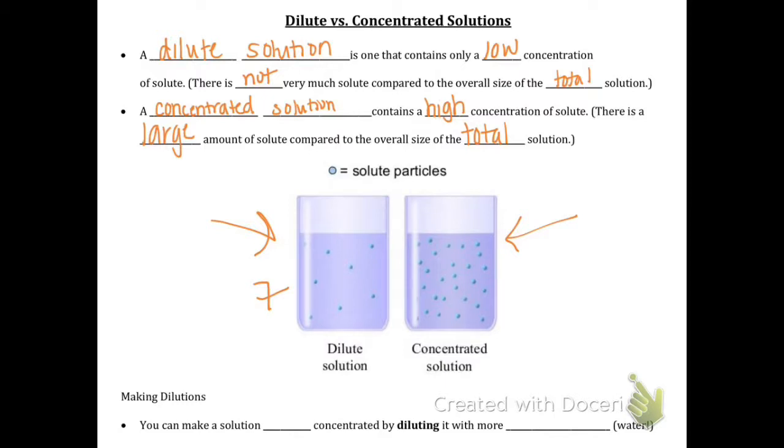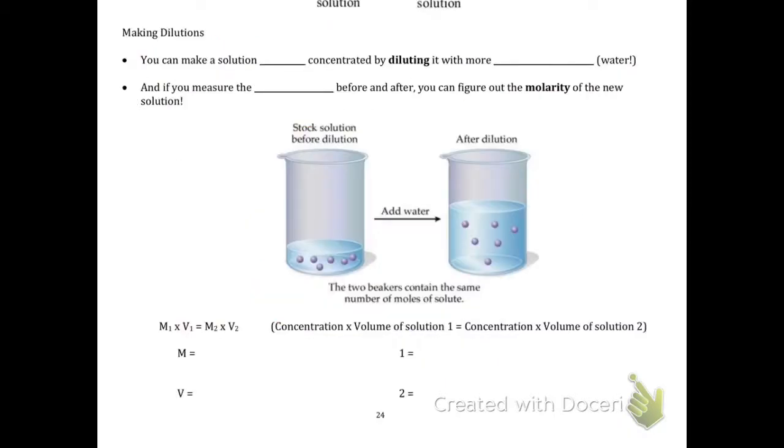Okay, so then you can make a solution less concentrated by diluting it. How do you dilute something? You're going to add more solvent. And in this case, it's just going to be more water, right? Water is a universal solvent. If you measure the volume before and after, you can figure out the new molarity, the concentration of the new solution.